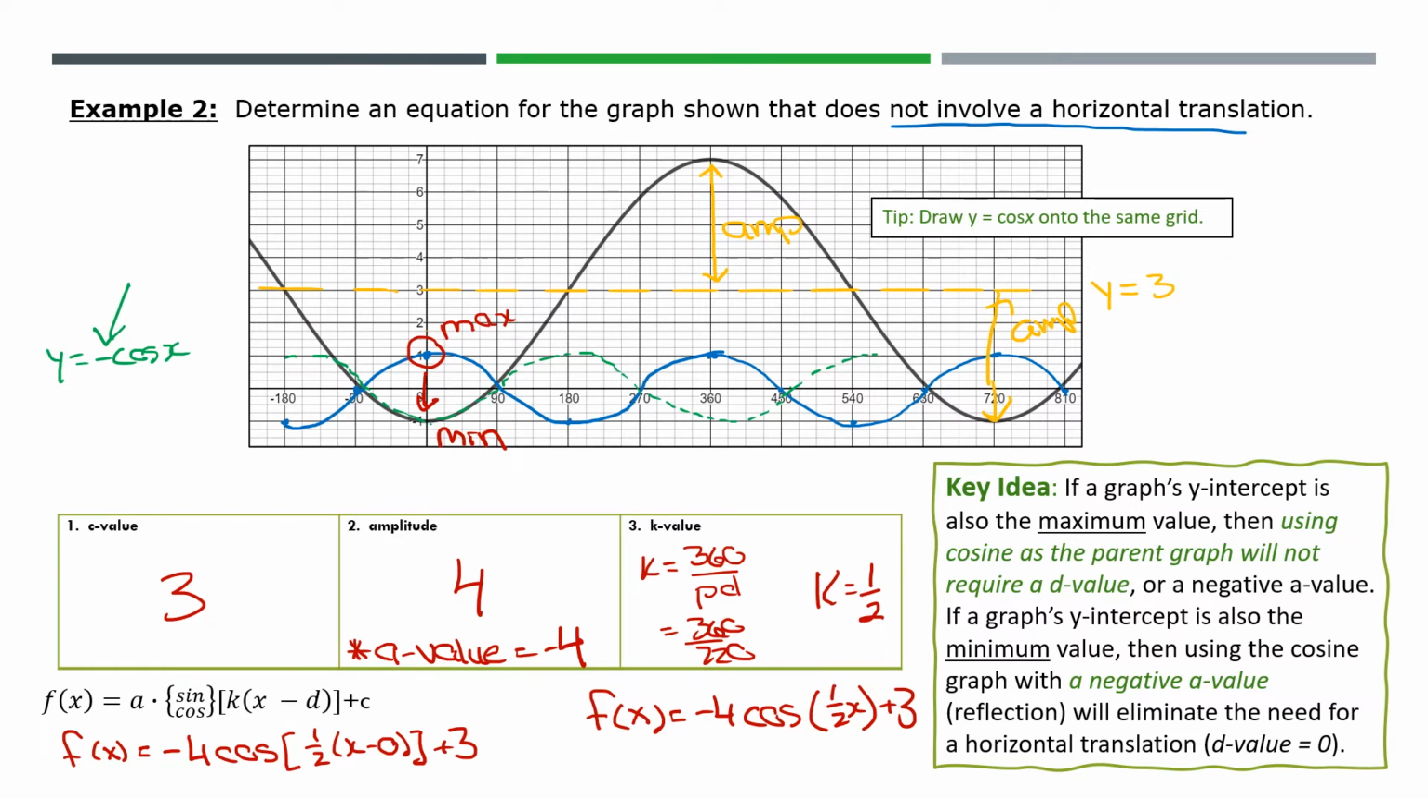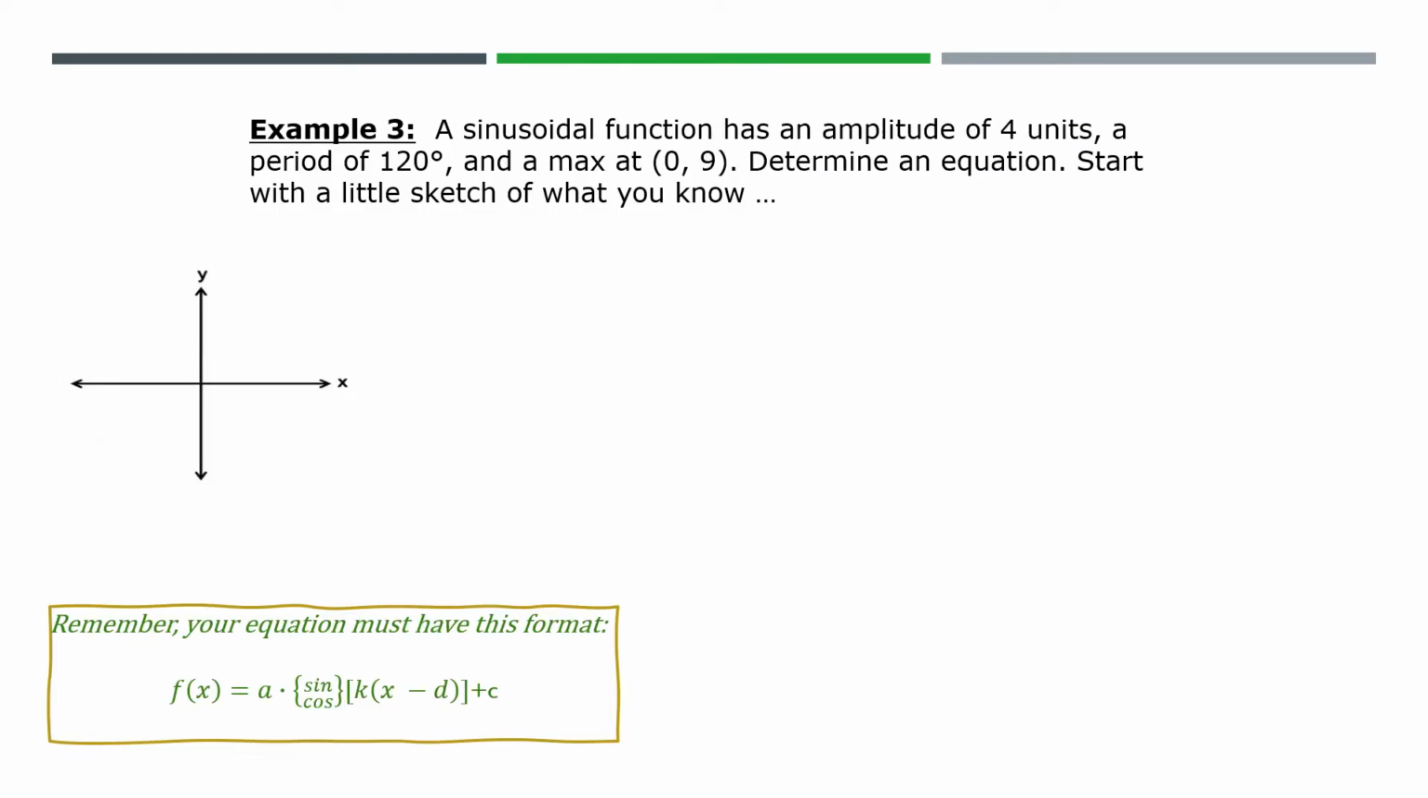Example 3. A sinusoidal function has an amplitude of 4 units, a period of 120 degrees, and a max at 0,9. Determine an equation. Start with a little sketch of what you know. Okay, we don't know too much here. We've got a max at 0,9, so let's just say this is 9 there. We're going to have a maximum there. Put a blue dot.